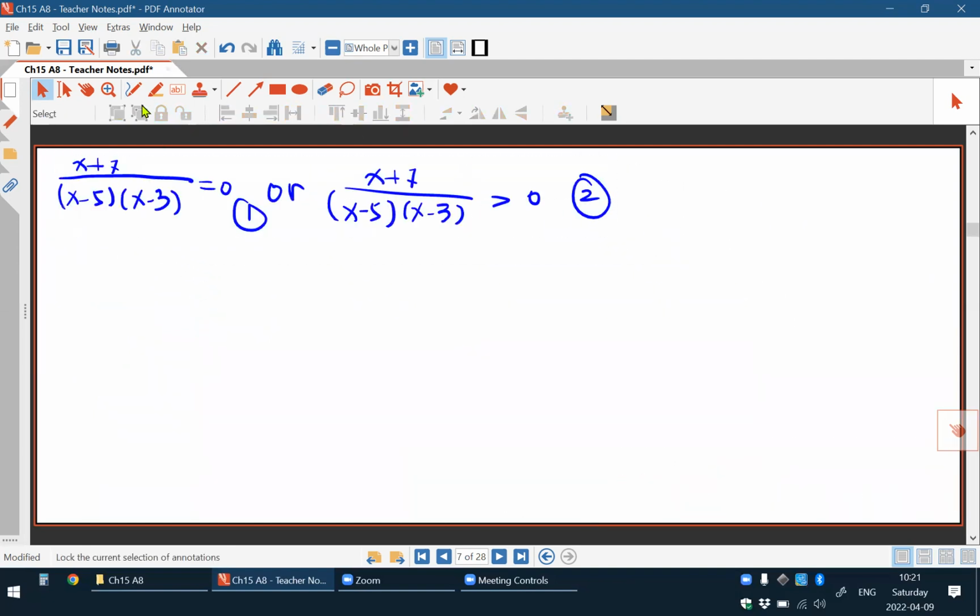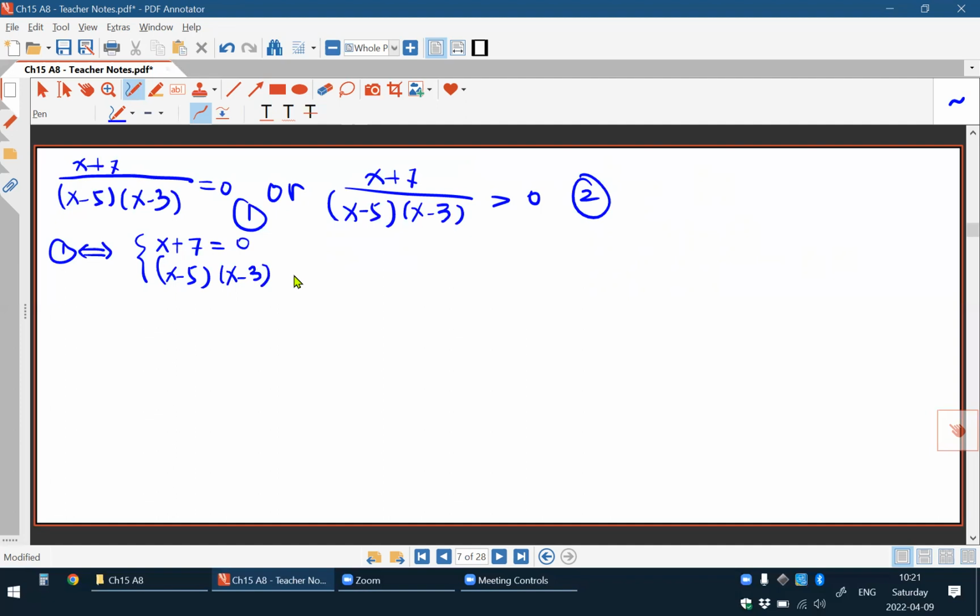And then we can consider the final solution, considering both of the cases. Okay, so the equation is equivalent to, if you have a ratio that is 0, the numerator must be 0, but the denominator cannot be 0. And considering both these cases, this is equivalent to x is just -7. Of course, x equals -7 cannot make the denominator 0. So x equals -7 is the solution to the equation.